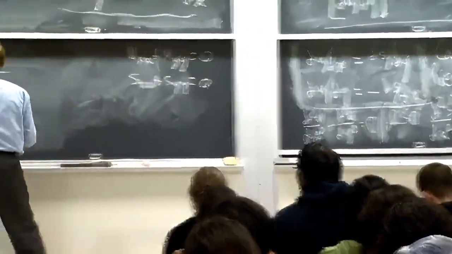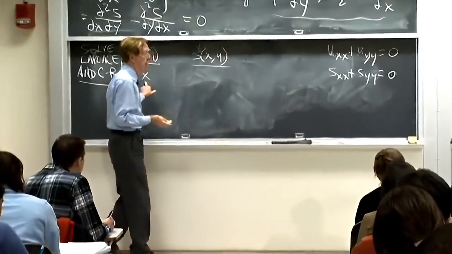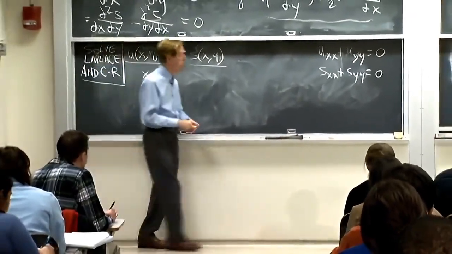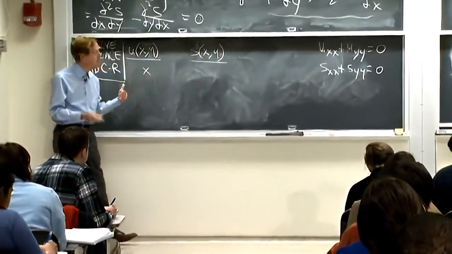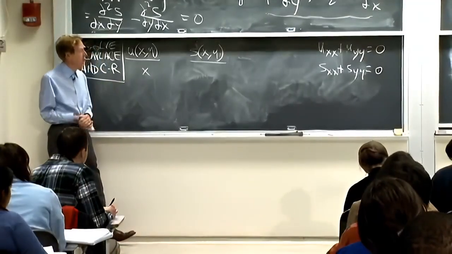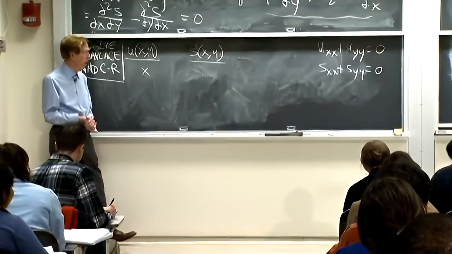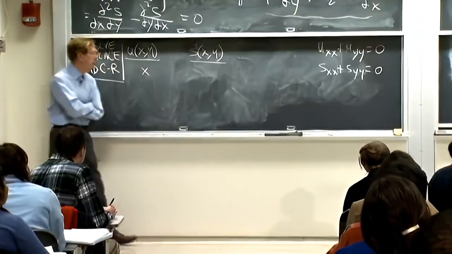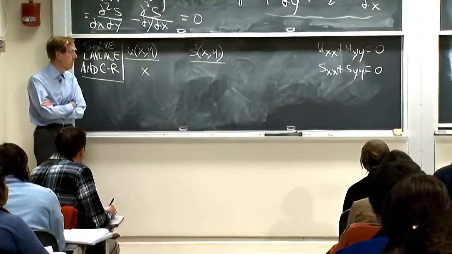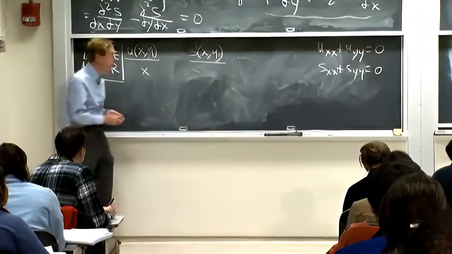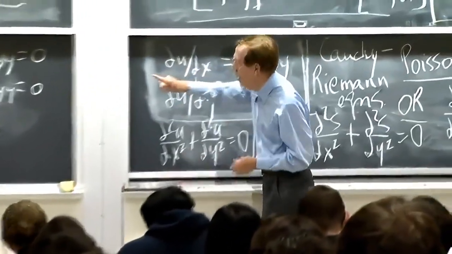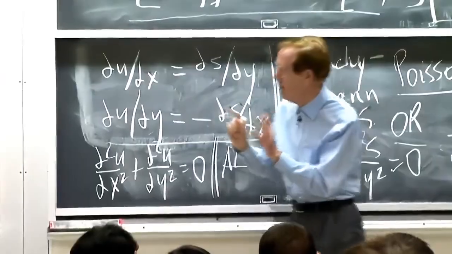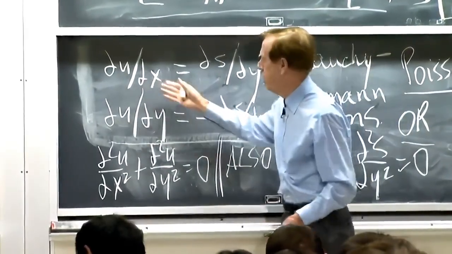Well, does u equal x solve Laplace's equation? Of course it does. The second x derivative, if the function is x, is 0, and the second y derivative is very, very 0. Okay, so what's s? What's the s that goes with it? It'll be simple too. So u is x, right? I'm starting with this x. So du dx is 1.